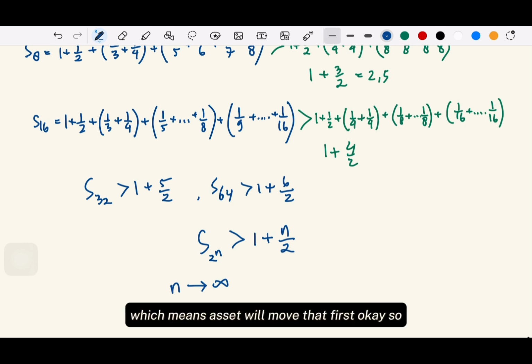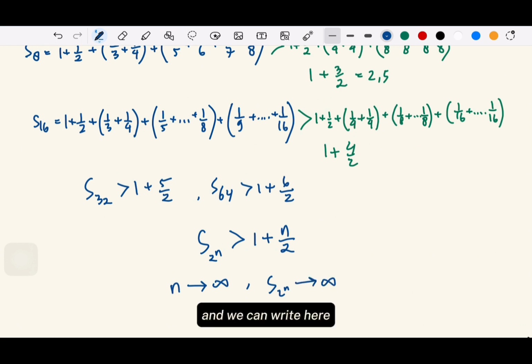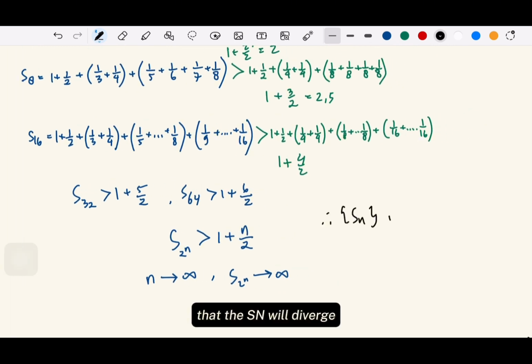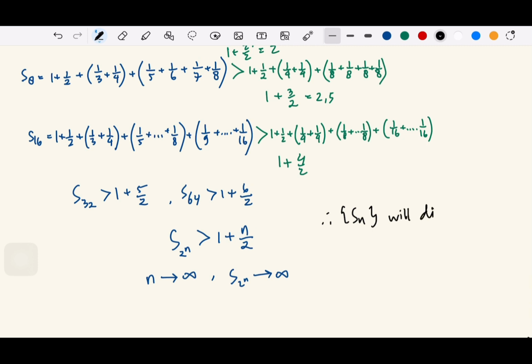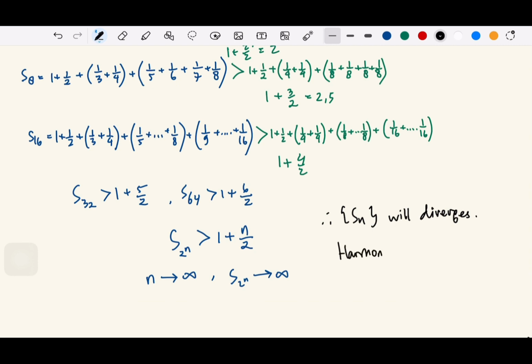Okay. So we can write here that Sn diverges. So we say that the harmonic series diverges.